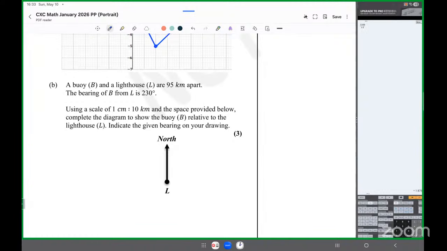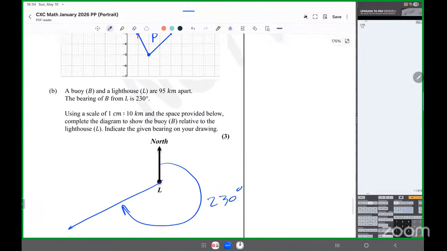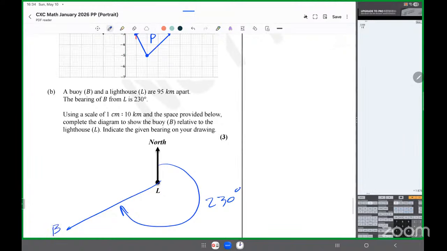and a lighthouse L are 95 kilometers apart. It says the bearing of B from L is 230 degrees. So from L to B is 230 degrees. It means that from here, we turn to the right 230 degrees, go around the sun to get the direction down to B. So B is somewhere down there, and that angle is 230 degrees.